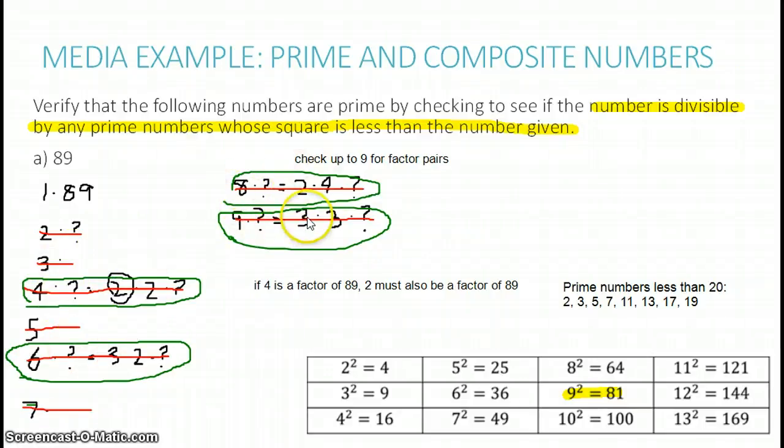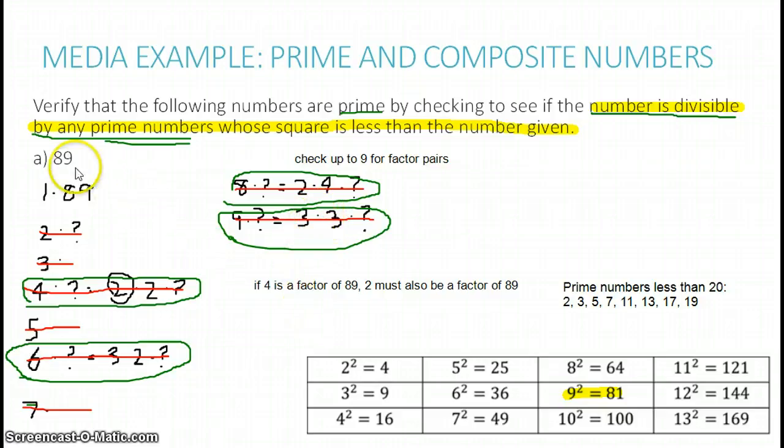So they couldn't have been factors since these prime numbers weren't factors. Okay? So that leads to this result. We only have to check a number is divisible by any prime numbers whose square is less than the number given. Okay? And this is for checking for prime numbers, which is a little bit different from the factor pairs. But let's build on it.